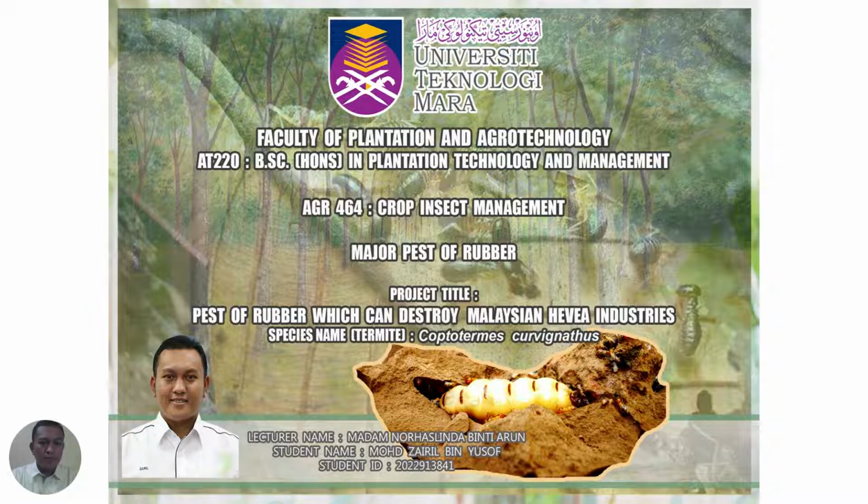Ladies and gentlemen, today I would like to share about major pests of rubber. My project title: Pests of Rubber which can destroy Malaysian Hevea nursery. I want to share about the species name Coptotermes curvignathus.